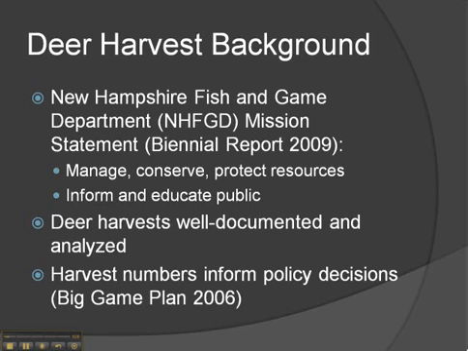The New Hampshire Fish and Game Department states its mission as a partnership with the public to conserve, manage, and protect resources and their habitats, inform and educate the public about those resources, and provide the public with opportunities to use and appreciate those resources. This tool aims to provide a better means to satisfy this mission statement. Deer harvest numbers are closely documented and analyzed every year to determine future hunting policies. The New Hampshire Fish and Game Department publishes annual harvest reports that document each year's harvest and policy changes.